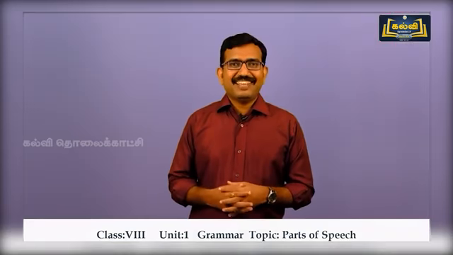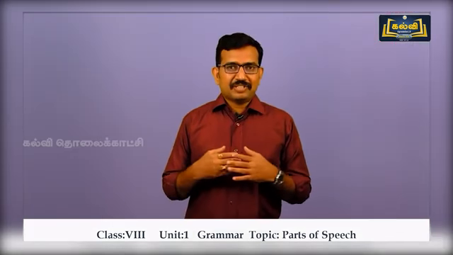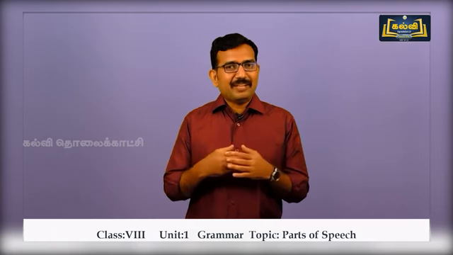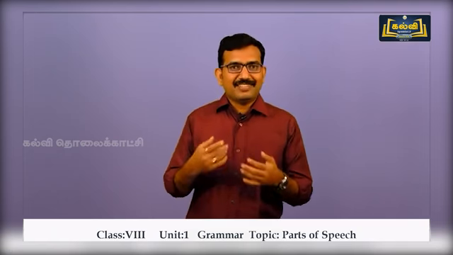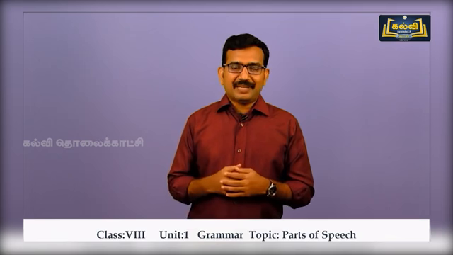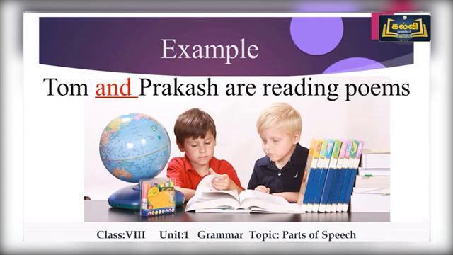Seventh part of speech is conjunction. Conjunction is a word used to join words, phrases, clauses or sentences. The word conjunction means joins. You can easily remember junction, joins. So I am going to give you some examples for conjunction. Tom and Prakash are reading poems. So here we are joining two names, that's two words, with and.